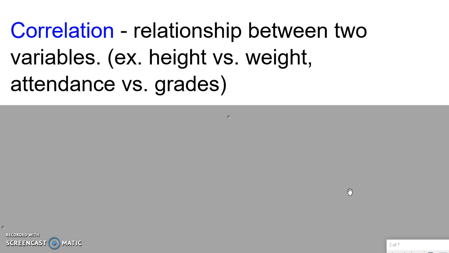Okay, so correlation is a relationship between two variables. For example, height and weight, attendance versus grades, time versus distance. So anytime you compare two things, if there is something that, as one increases, the other increases, then we say that there is a correlation.